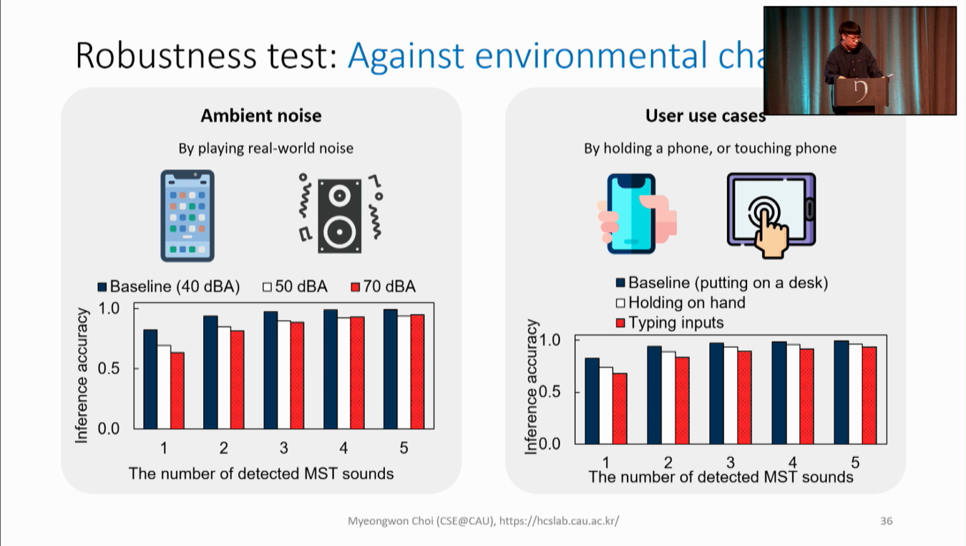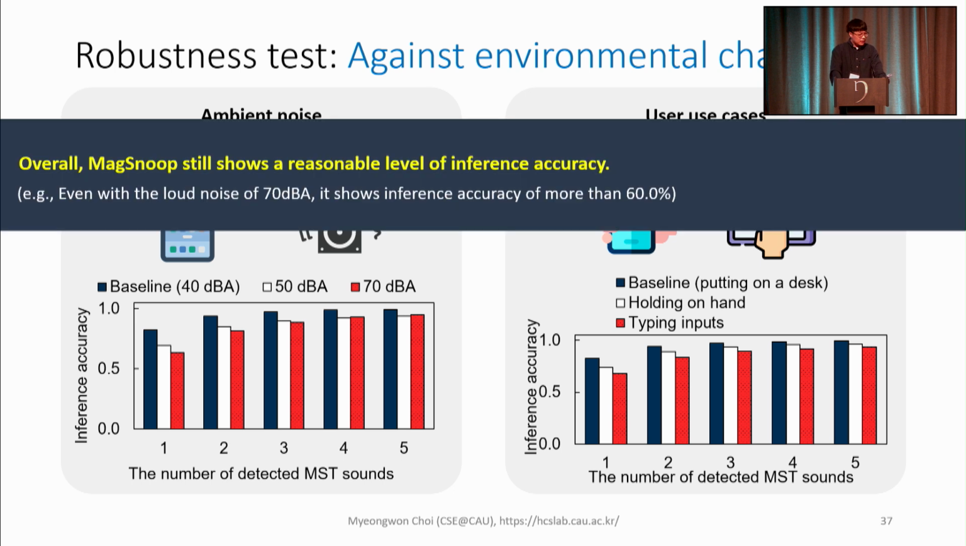We also evaluated the robustness of our solution against environmental factors. The noise robustness test is done in front of the inbuilt speaker of a laptop. And we also evaluated the impact of usage case. Since we picked some robust frequency ranges against environmental noise, MagSnoop shows a pretty good result even with 70 decibels of loud environmental noise. And we are able to see that there is no noticeable impact from user activities such as holding the phone, thanks to our robust design.